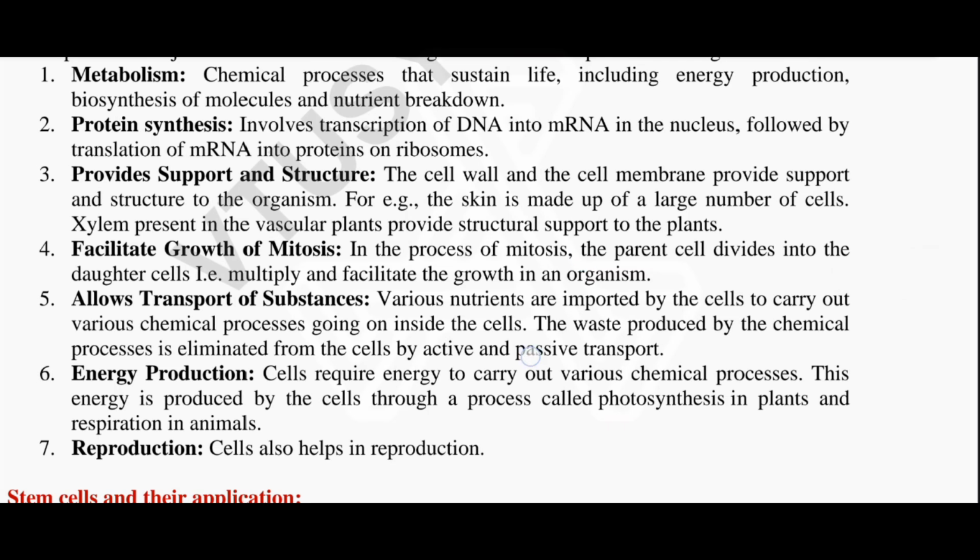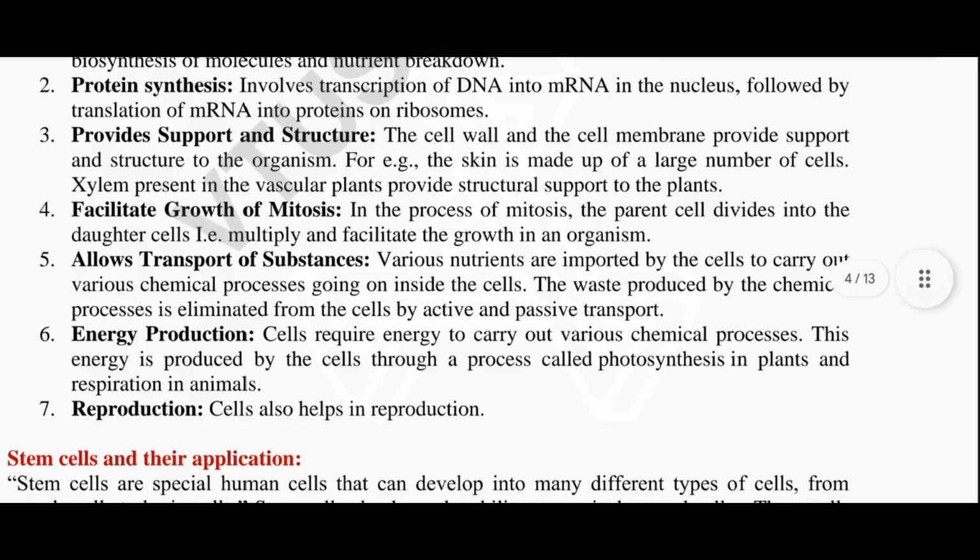Various nutrients are imported by the cells to carry out various chemical processes going on inside the cells. The waste produced by the chemical processes is eliminated from the cells by active and passive transport. Energy production. Cells require energy to carry out various chemical processes. This energy is produced by the cells through a process called photosynthesis in plants and respiration in animals.